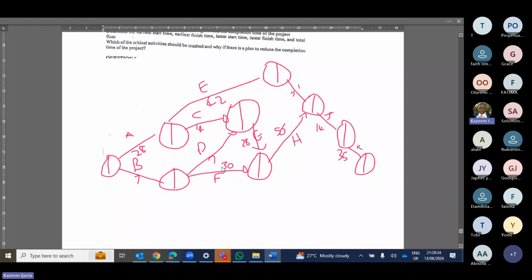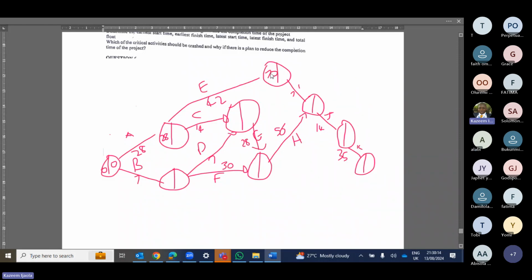Forward part means we are going forward. Note that from the origin it is always 0, 0, a no-brainer. Put 0, 0 here. Now if you go from the start to A, it's 28. Now if you move on from 28 to E, 28 plus 42 gives us what? 70. So you put 70 here.